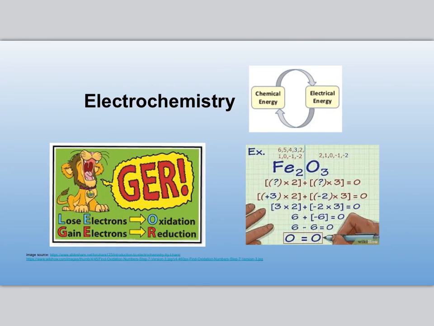In summary, we looked at the definition of electrochemistry, that branch of chemistry dealing with relationships between electrical and chemical energy. We looked at the difference between oxidation and reduction, oxidation a loss of electrons and reduction a gain of electrons. And we started to look at how to determine oxidation states of elements in compounds.